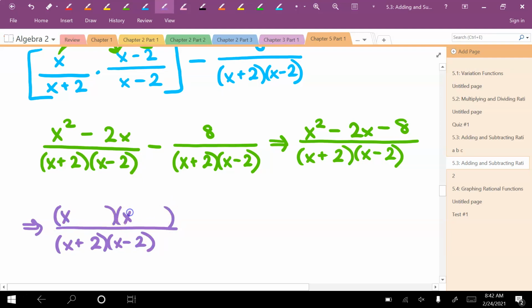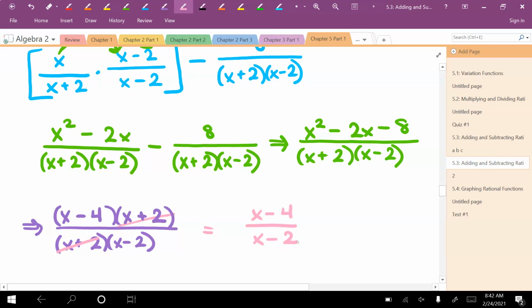So I'm going to go ahead and put an x in each one. Think about two numbers here that would multiply to a negative 8 and they would add to a negative 2. Good, negative 4 and 2. So we're going to have negative 4, so minus 4, and then we're going to have plus 2. Is there anything that we could reduce? Good, x plus 2's can go away. And so we're going to be left with x minus 4 over x minus 2.